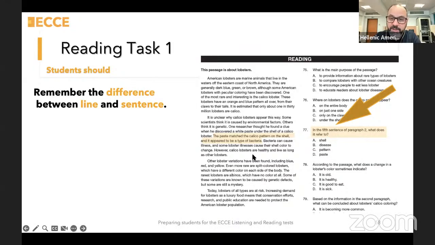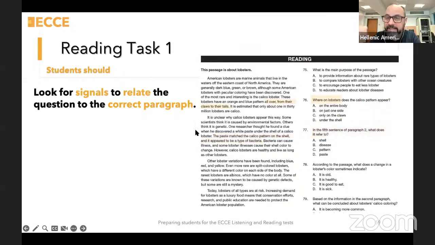And of course, they will have to be able to relate, to look at the keywords in those questions, look for signals to relate the question to the correct paragraph. Yes, we, for the most part, know where exactly the answer might be, perhaps at the very beginning of the text, but there are more clues in those questions that will help us spot the answer.